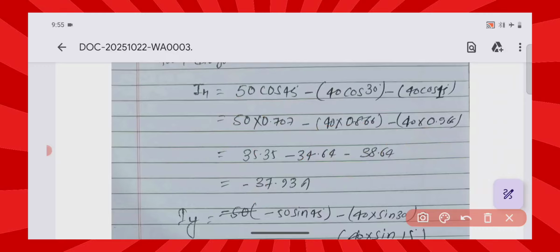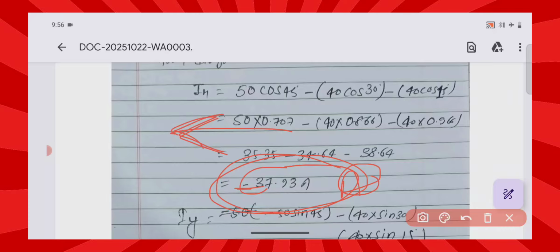Okay, so we already calculated the horizontal direction, and it comes to minus 37.93 ampere. It will come in the minus direction because the net resultant will be on this side, the minus x side, because it is the sum of yellow and blue. It is more here, so the direction will be in the negative x direction.